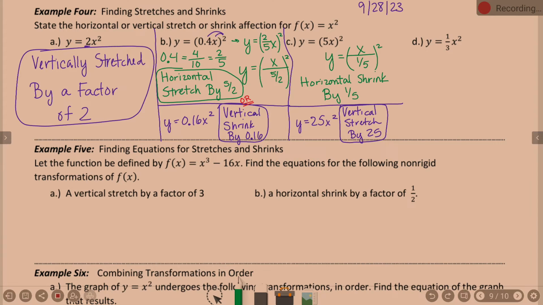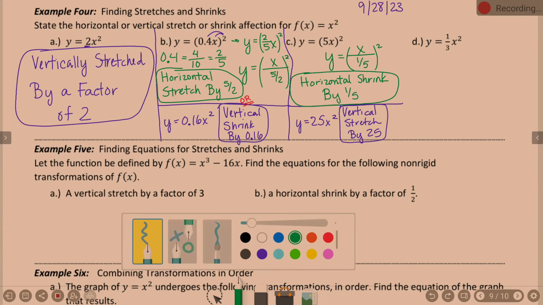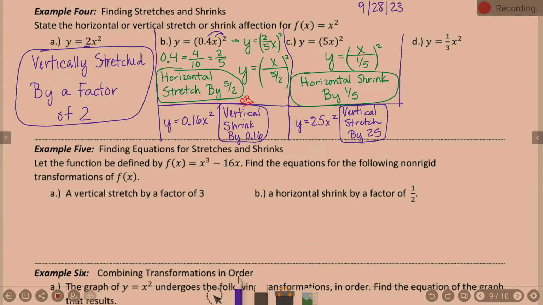So could the first one be a horizontal shrink? Yes. A would have a horizontal shrink with it as well. It would just be harder to find by what factor. Okay. Because it would have to involve like, what, 1 over square root of 2? It's not already in that parentheses, so.